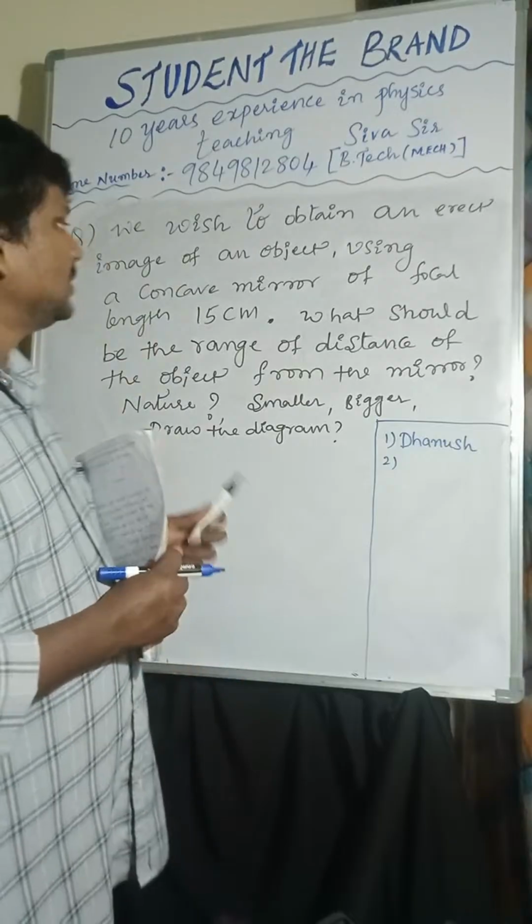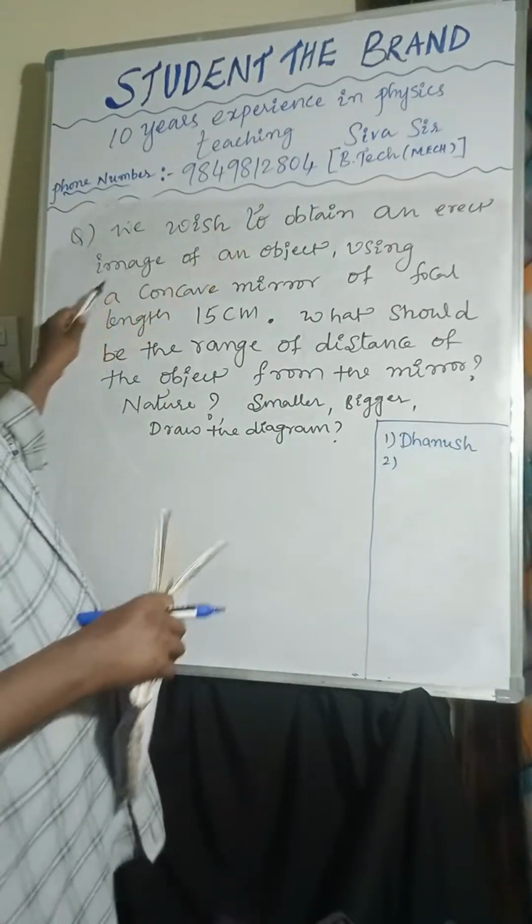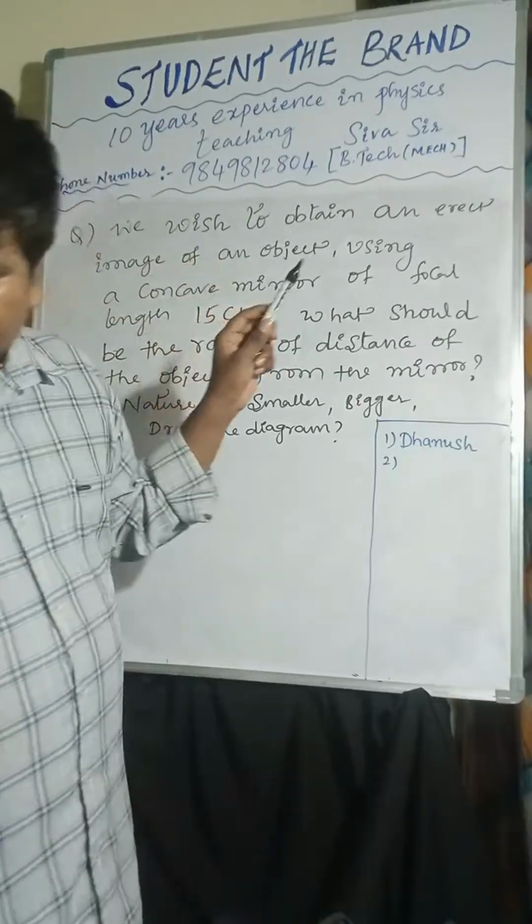Once again, read the question. We wish to obtain an erect image of an object using a concave mirror.